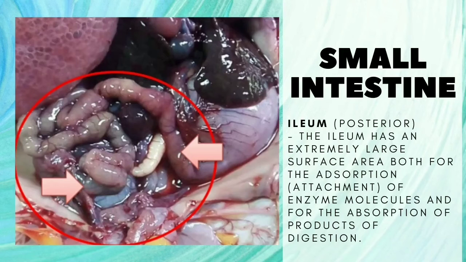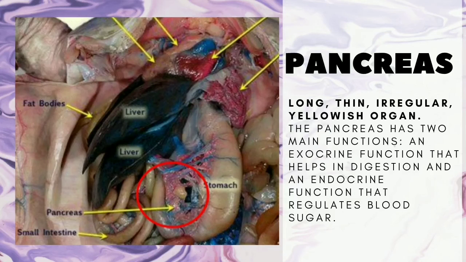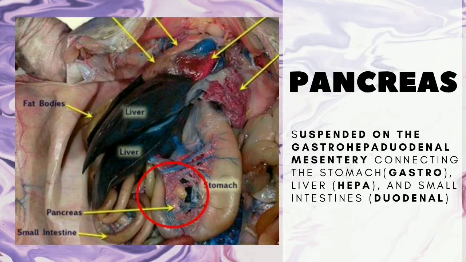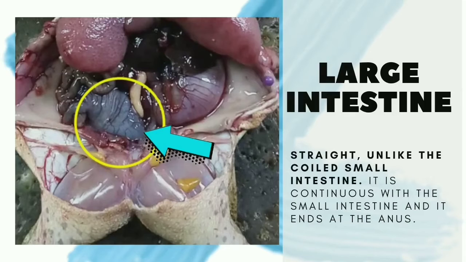The ileum has an extremely large surface area both for the absorption of enzyme molecules and for the absorption of products of digestion. Pancreas is a long, thin, irregularly yellowish organ. The pancreas has two main functions, an exocrine function that helps in digestion and an endocrine function that regulates blood sugar. It is suspended on the gastrohepatoduodenal mesentery connecting the stomach, gastro, liver, hepa, and the small intestine, duodenal.